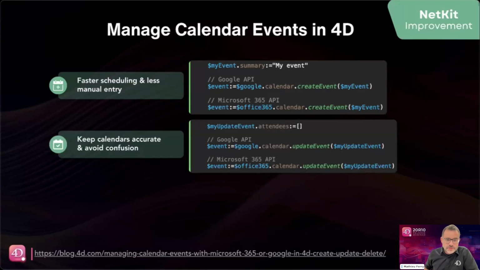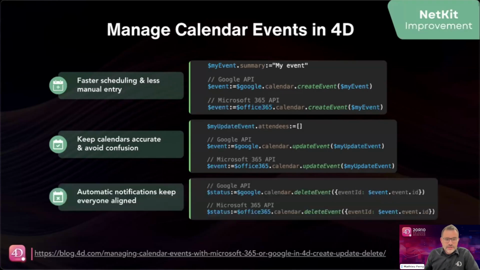Second, you can update events, like adding or removing attendees without having to cancel or recreate it. Use the update event function, and the changes sync instantly. And third, you can delete events using the delete event function. What a surprise. It's useful for cleanup and cancellations. All of this helps you keep calendars accurate and your team aligned without leaving 4D.